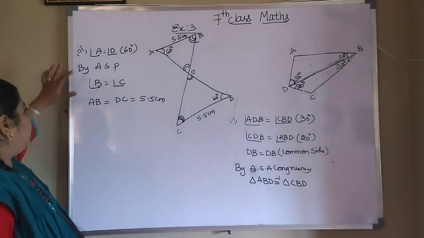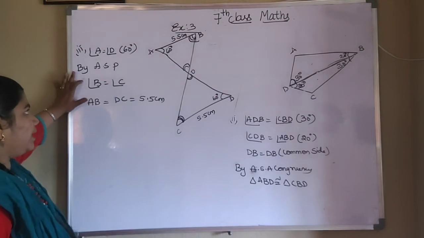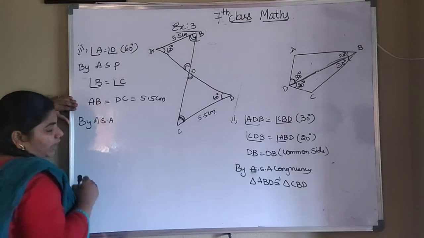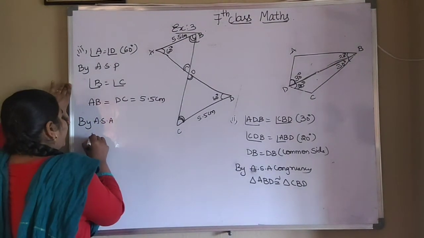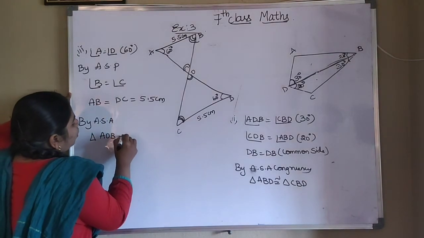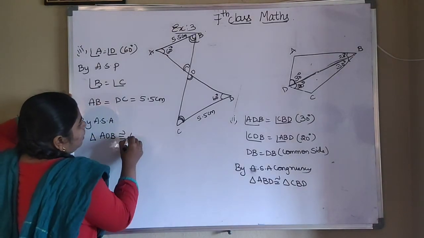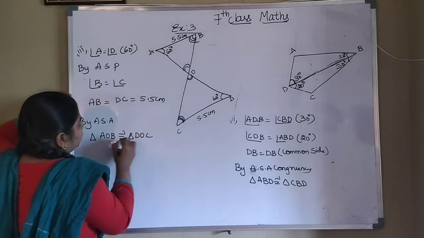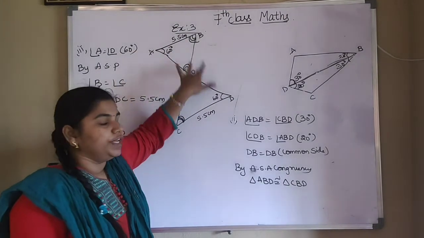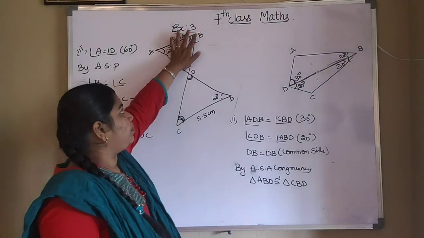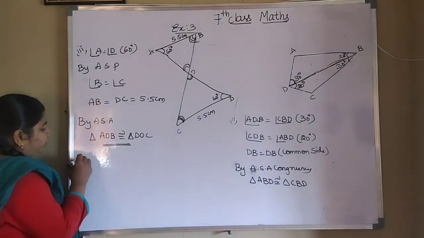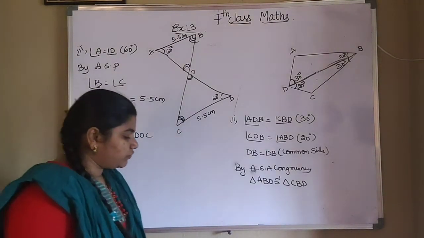So by using angle side angle, that is ASA, triangle AOB is congruent to triangle DOC. So by using ASA, we can say these two triangles are congruent to each other. That is, triangle AOB is congruent to DOC. So this is our third question. Next is the fourth one.